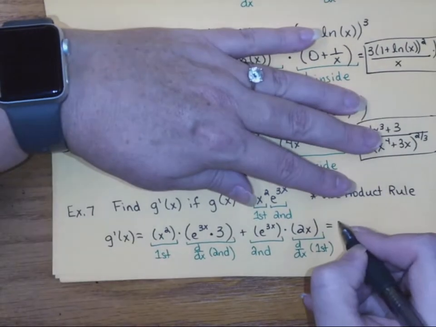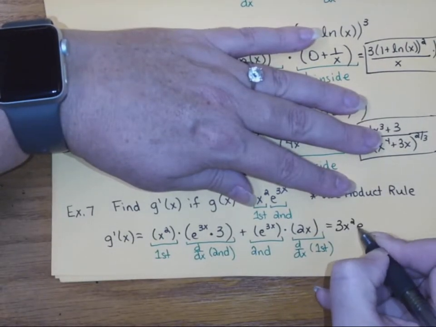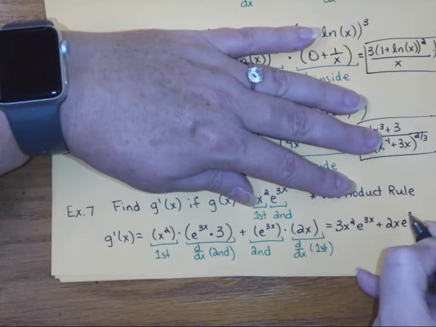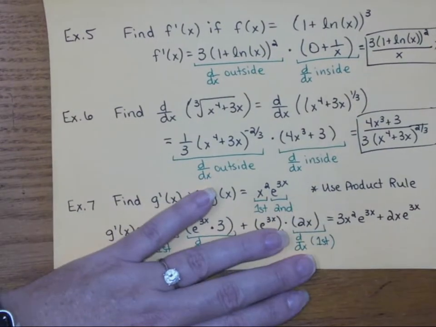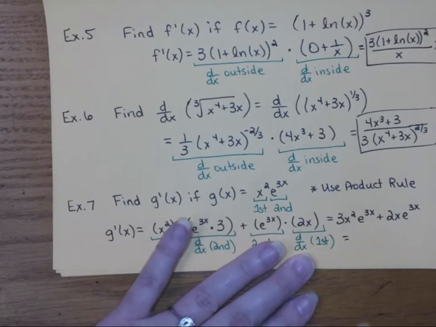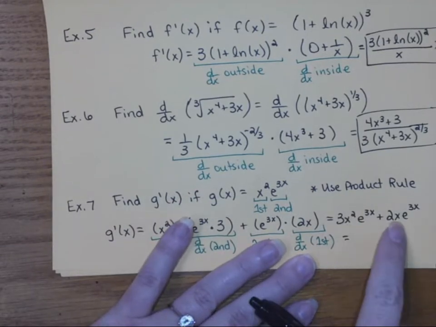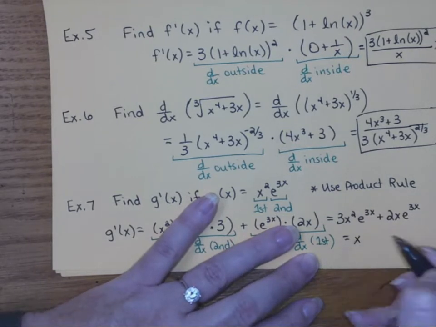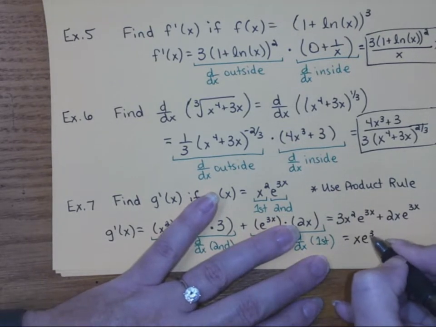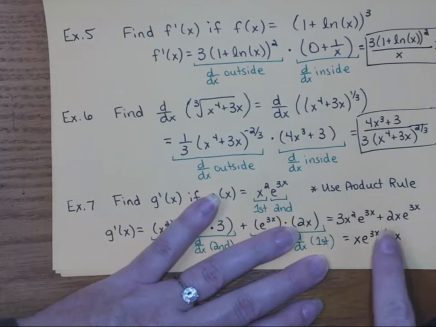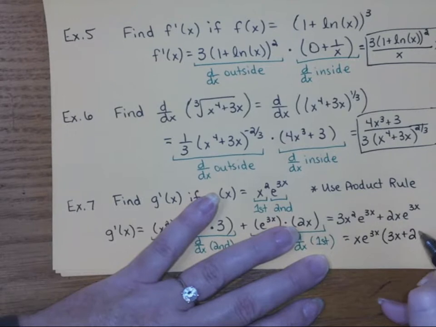So I would be okay with this answer, 3x squared e to the 3x plus 2x e to the 3x. But your MyMathLab online is probably going to notice, hey, these have at least an x in common and an e to the 3x. So if you were to factor out an x and an e to the 3x, here you would have left 3x. Here you would only have left 2. So I'm just going to say or there.